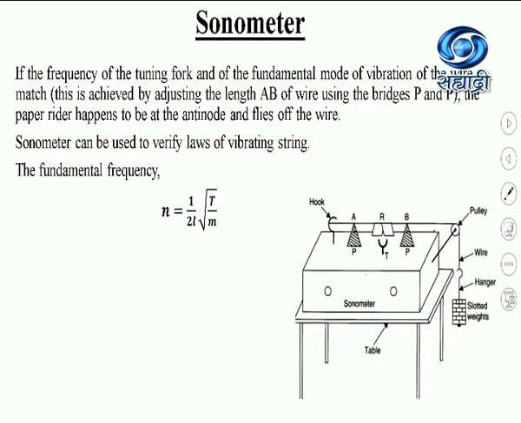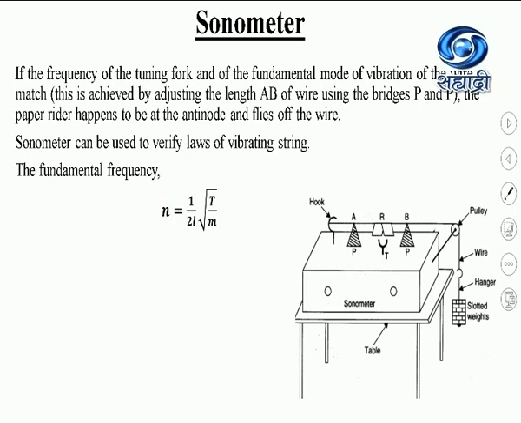Sonometer, next point. As shown in the diagram, this is the apparatus for the sonometer. The sonometer consists of a long rectangular hollow wooden box, called the sound box. The sound box is used to make a large mass of air vibrate so that the sound produced by the string gets amplified. This principle is used in stringed instruments, that is violin, sitar, veena, guitar, etc.